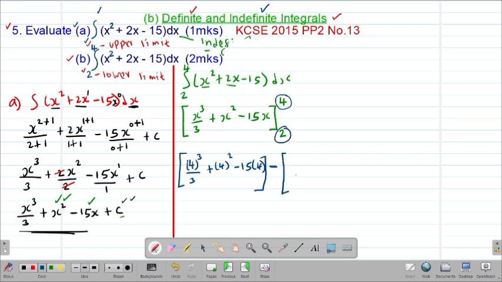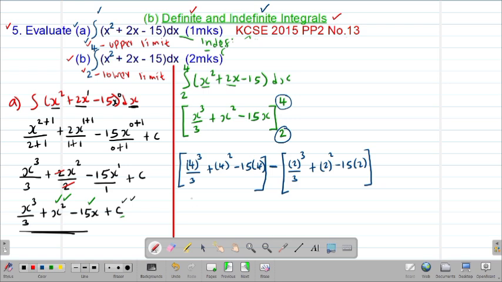which is now 2. So this will be 2 to the power of 3, then of course divided by 3. Then plus, the limit is now 2 squared. Then of course minus 15 into 2. Then of course we close the bracket. So this will give us the following.